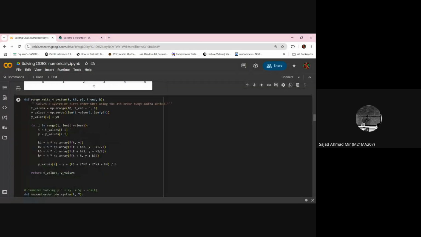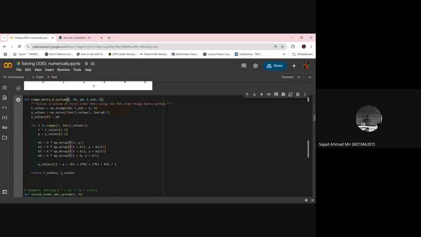Now, how do you solve a system of ODEs? Your higher order differential equation gets converted to a system of ODEs, and the scheme remains similar. The RK method remains similar. Our f only changes.